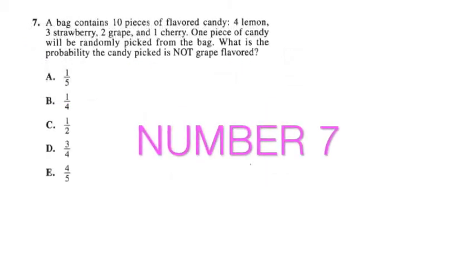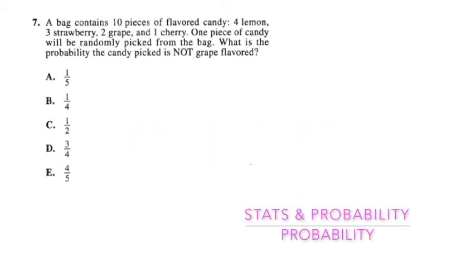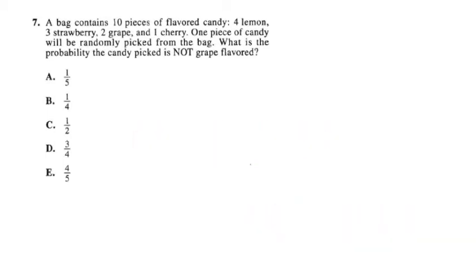Number 7 is a statistics and probability question, and we are dealing with probability. A bag contains 10 pieces of flavored candy, 4 lemon, 3 strawberry, 2 grape, and 1 cherry. 1 piece of candy will be randomly picked from the bag. What is the probability the candy picked is not grape flavored?